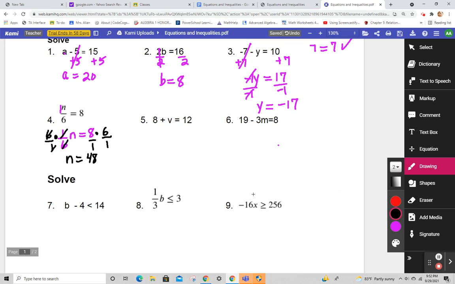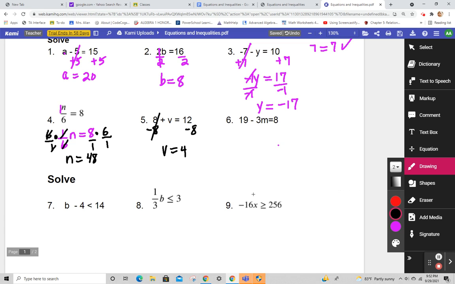Okay, let's keep going. We want to solve for v. So we're going to start by subtracting 8 from both sides. So v equals 4. And we can check. 8 plus 4 is 12.